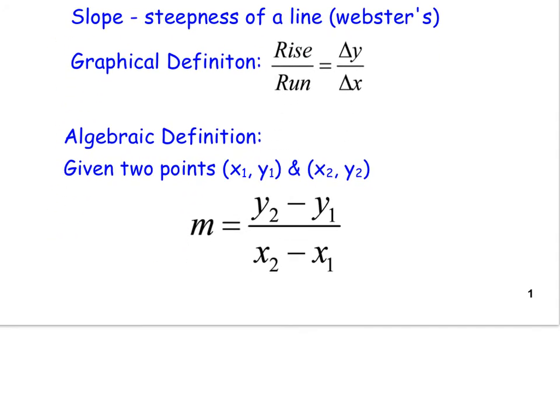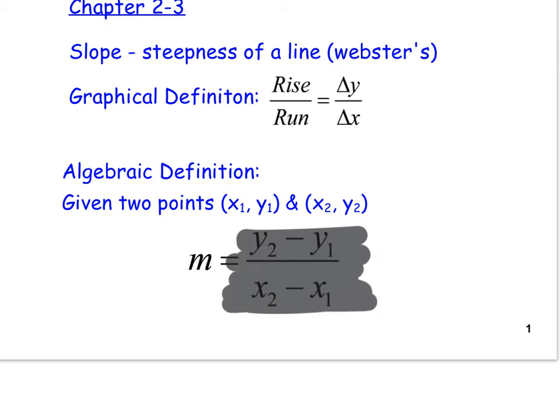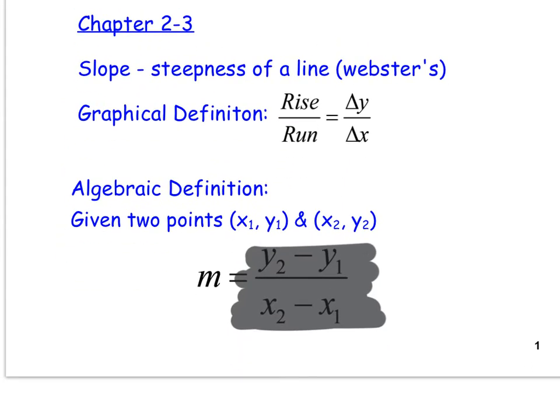The algebraic definition, which you can see right here, is going to be: given 2 points x1, y1, and x2, y2, then the slope, which is m, is known as y2 minus y1 over x2 minus x1. Now these three definitions are going to be what we're going to be utilizing the entire time.